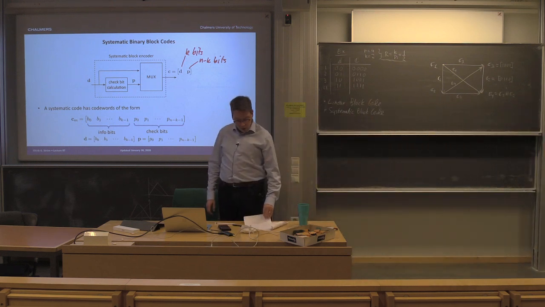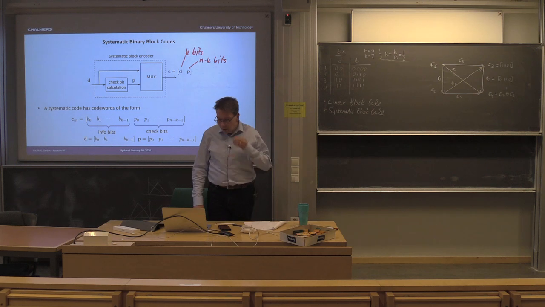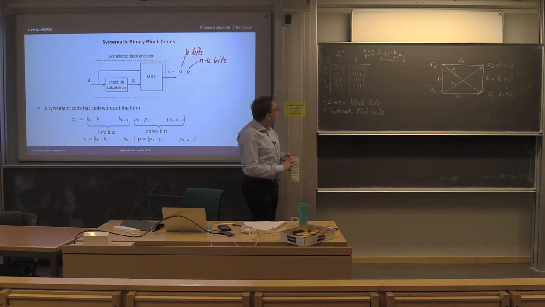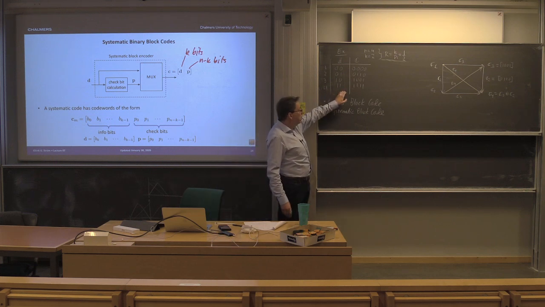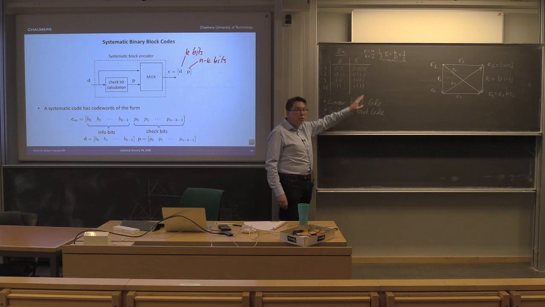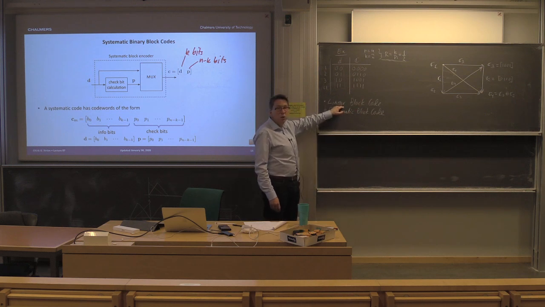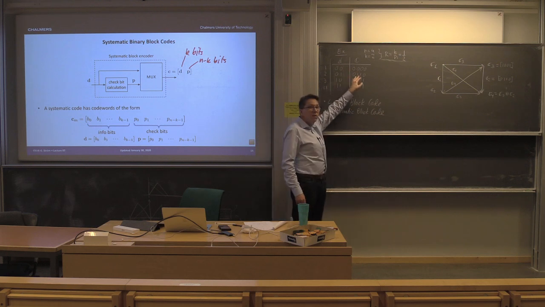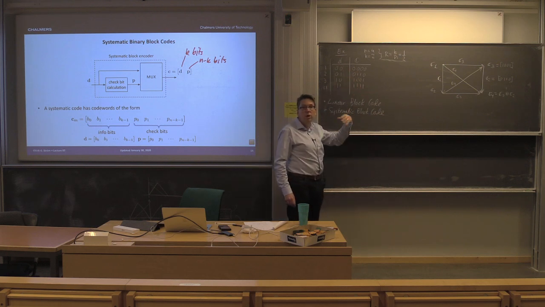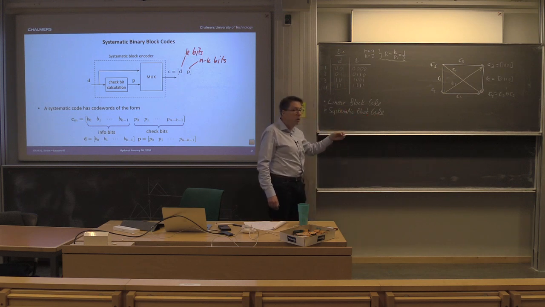All right, so let's continue then. So we started to talk about binary block codes, which take a number of input bits and produce a number of output bits. We talked about linear block codes, and linear block codes are such that if we take two code words and add them together, modulo 2, you get another code word. And this is true for any pair of code words.